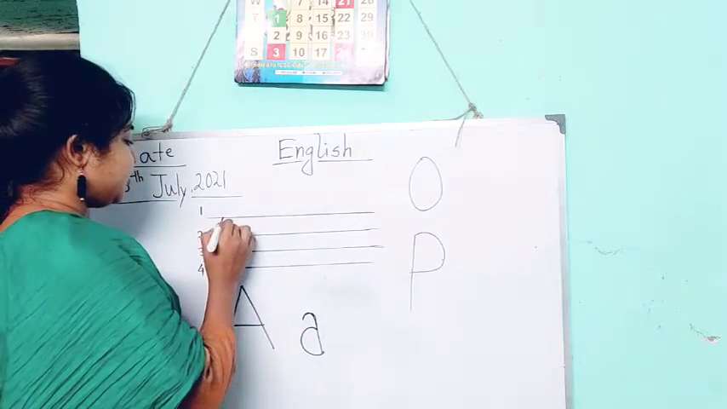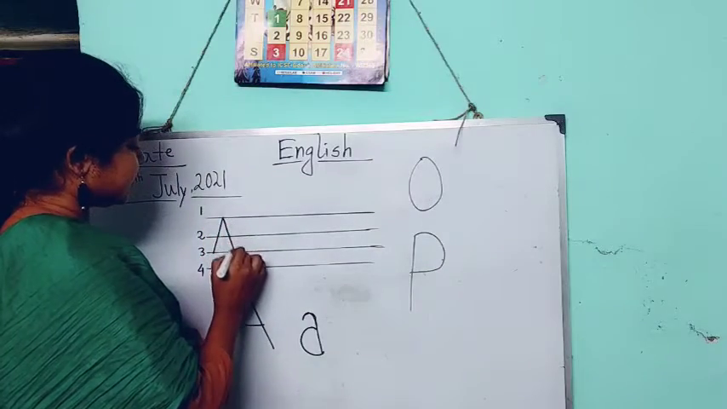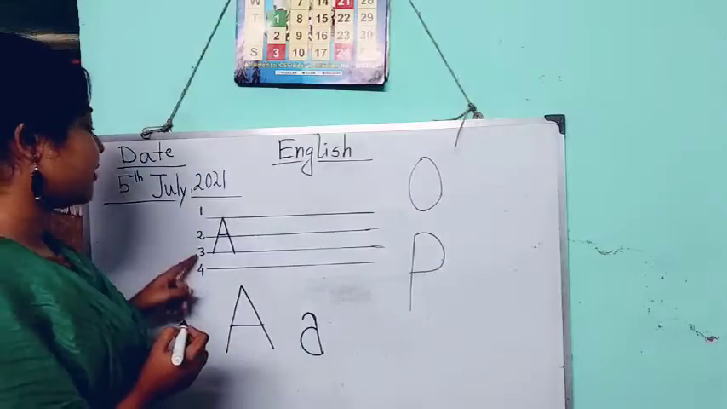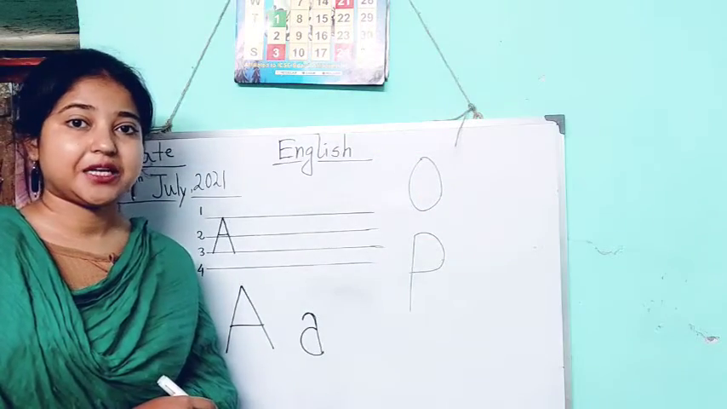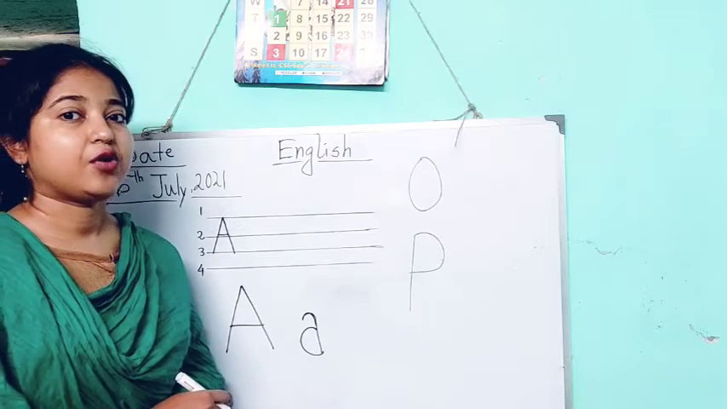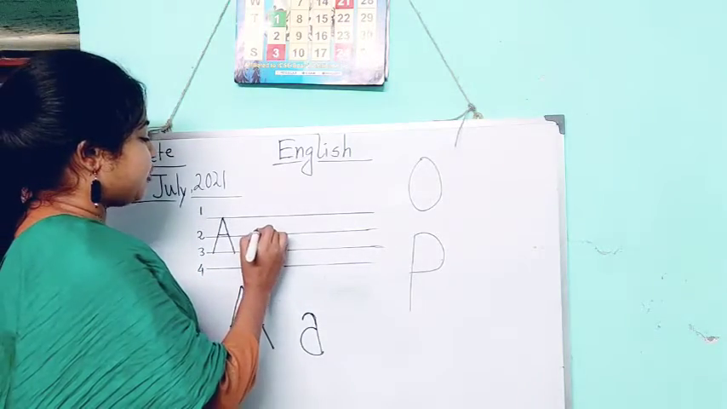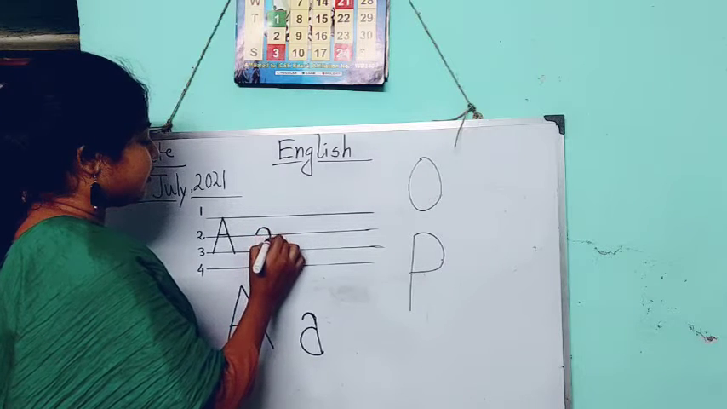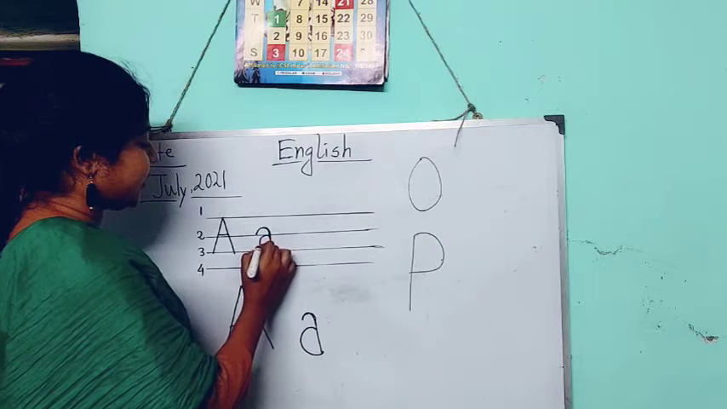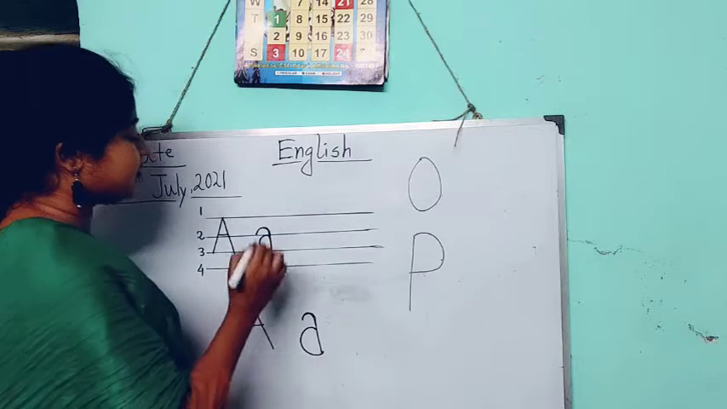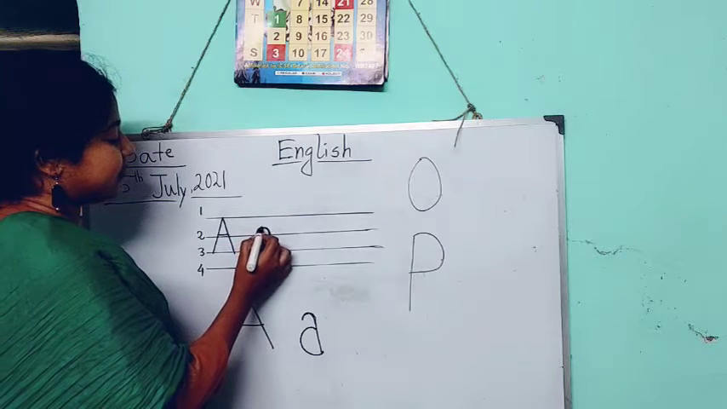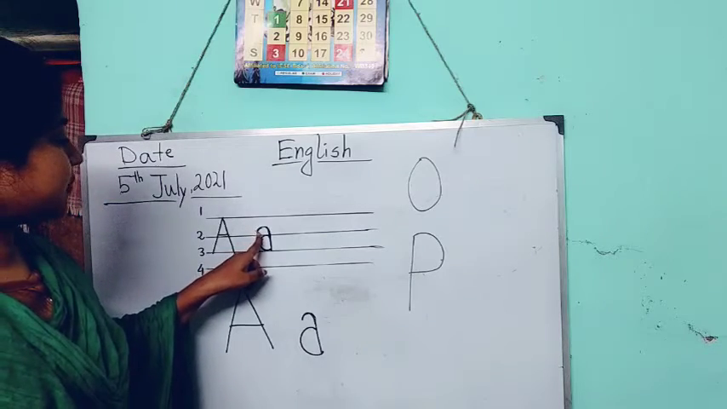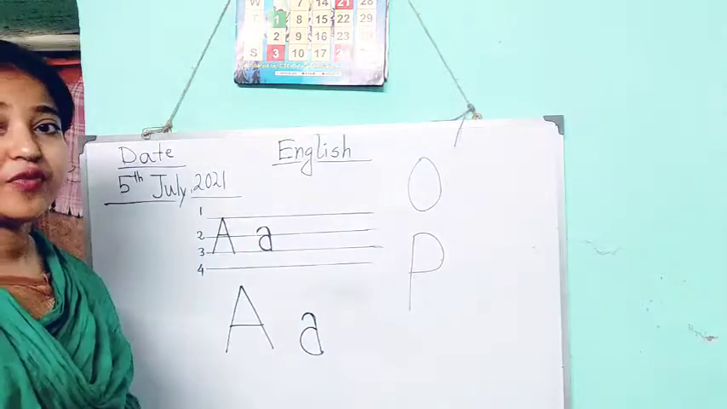So, this is capital A, right? We are using 3 lines, 1, 2 and 3. So now we will write how to write small a. For writing small a, you can draw a straight line and then you can just curve the line. You can see here, I have just made the line longer. I just make a curve at the beginning. This way you can write a.